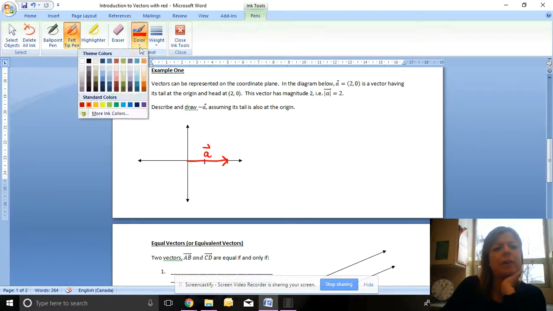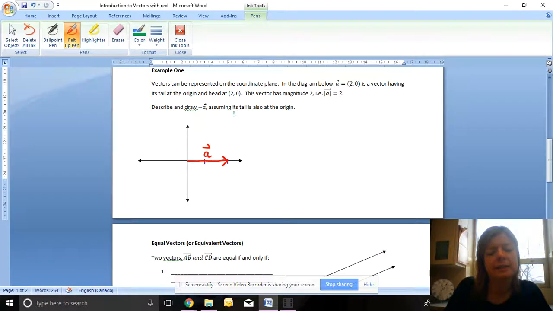Okay, describe and draw negative A, assuming its tail is also at the origin. So this vector would go in the opposite direction, but it would be the same length. So we would say that negative A is equal to (-2, 0). Okay, so it would terminate at (-2, 0). So it's the same magnitude, but going in the opposite direction.